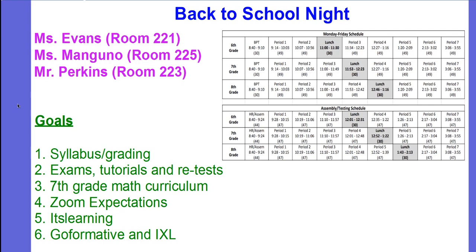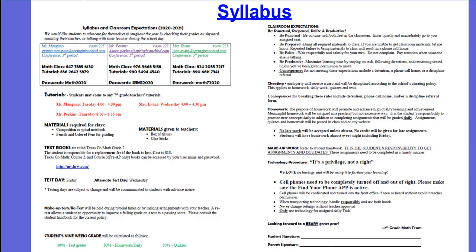The goal for this presentation is to go over the syllabus, the exams, tutorials, retests, as well as the 7th grade math curriculum, some Zoom expectations, taking a look at It's Learning, as well as talk about what we're going to do with GoFormative as well as iExcel. So here I just have a general schedule of what students will go through every single day in terms of moving between classes for both in-person as well as online learning.